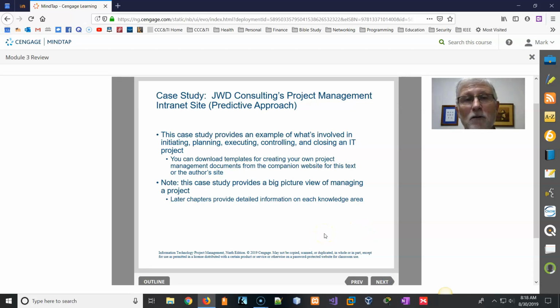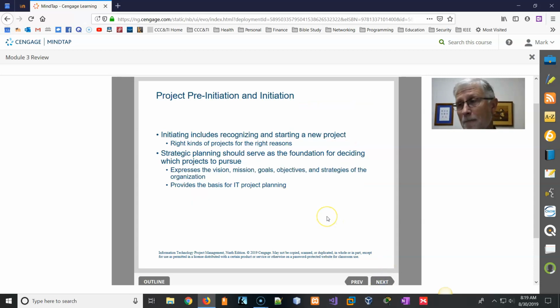If I look at a case study, let's look at JWD. It's in the textbook. It's a predictive approach. In that case study, it's an example of what was involved in all the different phases, and you can download the templates that were used from the companion website. I think I posted a link for the author's website. You should be able to go into the resource section and find this case study's processes. This case study provides a big picture, and then as the book goes on, we're going to go into detail in each of the knowledge areas. So you may want to at least pull down the information so you have it for future chapters and the knowledge areas we go through.